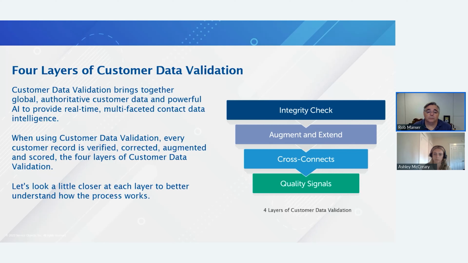We're going to go over the 4 layers here, but it's really important to understand that these 4 layers really just happen instantaneously, within under a second. So when using customer data validation, you're really looking to verify the record, and then where you can, augment and extend or add more data around it, and use those points to really validate. So what I'd like to do is just take a few seconds to go through each of these layers and talk about them a little bit, and then let's dive in.